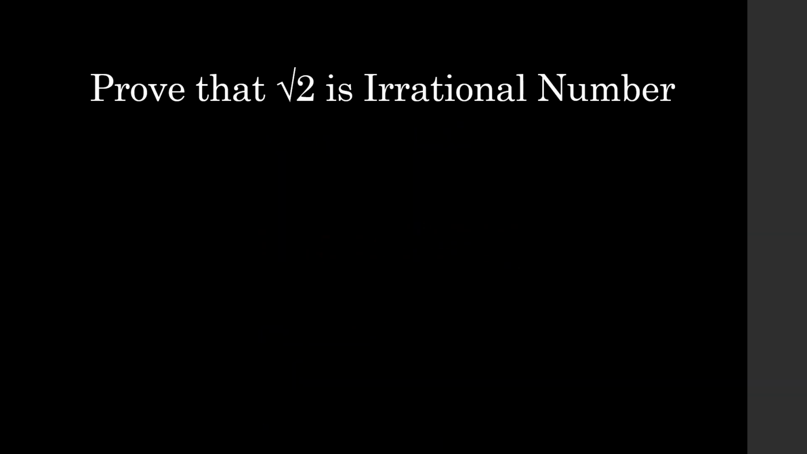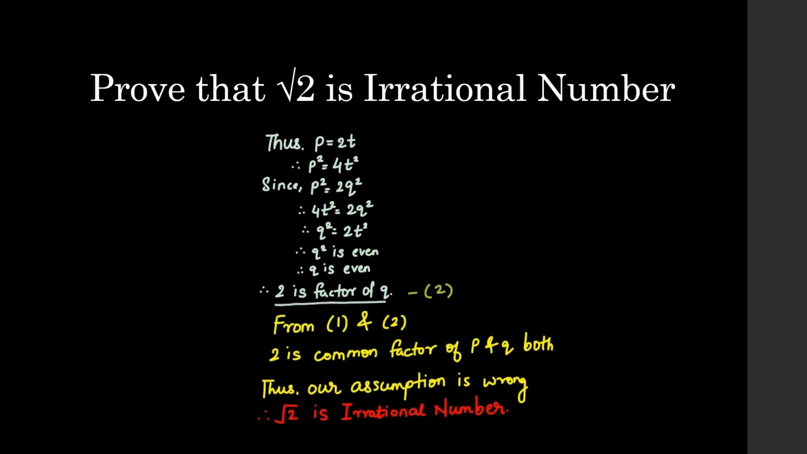Let us move to the next step. Since p is an even number, we can say that p is a multiple of 2. Thus p is equal to 2t, where t is any constant. Squaring the equation, we get p square is equal to 4t square. Now we have already found in the previous step that p square is equal to 2q square. So substituting the value of p square in this equation, we get 4t square is equal to 2q square. Upon simplifying this, we get q square is equal to 2t square.